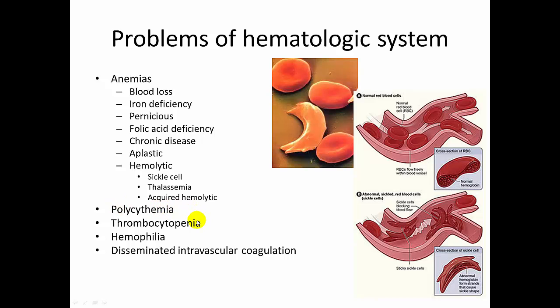Polycythemia, we've talked about. Thrombocytopenia, what is a thrombocyte? That's your platelets. So we have low platelets, and this is frequently a result of medications, poisons, environmental factors, outside sources. Hemophilia is also a genetic disorder. Most of you probably know that hemophilia is an X chromosome disorder, and it's carried by the female and is presented in the male.